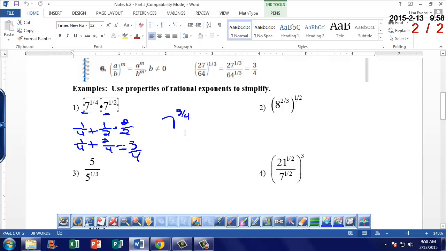Now, if you can simplify it, I would like you to simplify it. But remember, the bottom number is what root we're taking. We can't take the 4th root of 7, so we leave our answer as that.